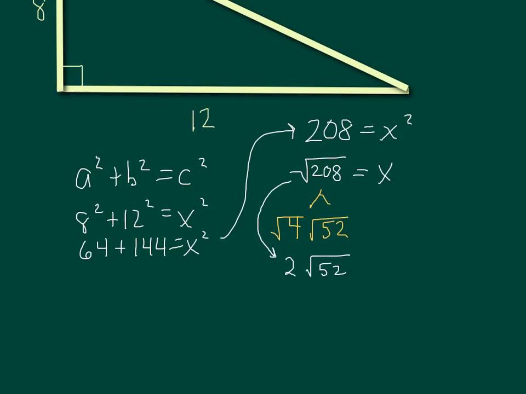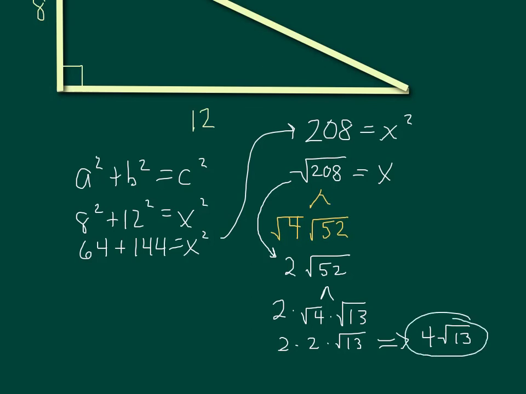So I'm going to start small again, and check whether 4 goes into 52, starting with the smallest one, and it does. So this becomes 2 times the square root of 4 times the square root of 13. Well, 2 times the square root of 4 is 2 times 2 times radical 13, or that simplifies to 4 radical 13. So that would be in simplest form.